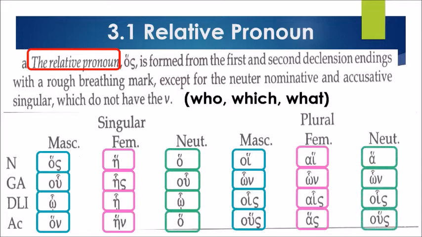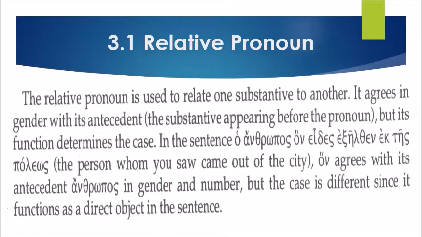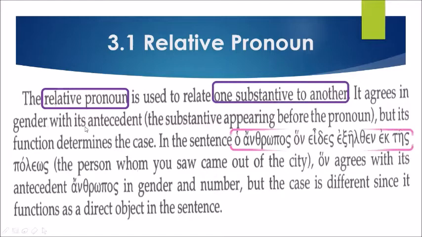Very good. So that is the relative pronoun. Let's proceed to the continuation. A relative pronoun is used to relate one substantive to another. It agrees in gender to its antecedent, thus the substantive appearing before the pronoun. But its function determines the case.